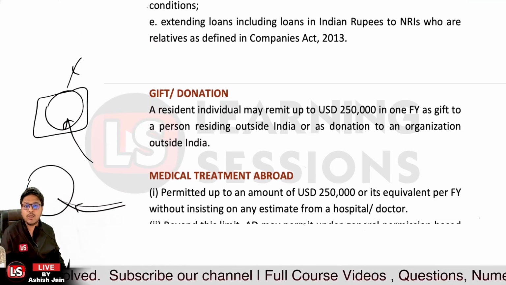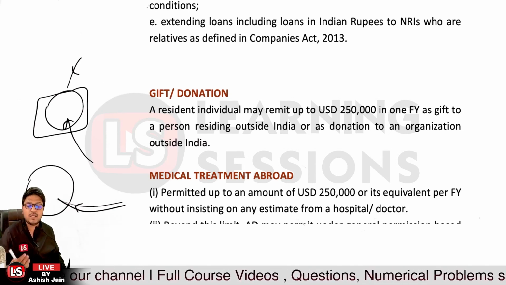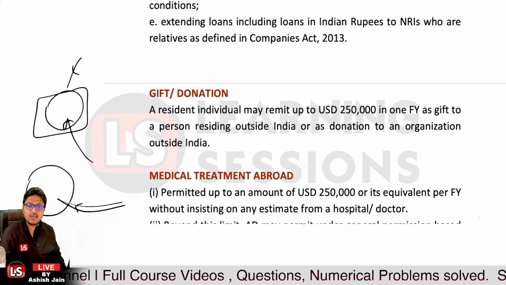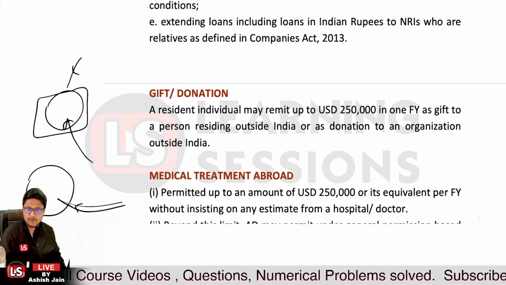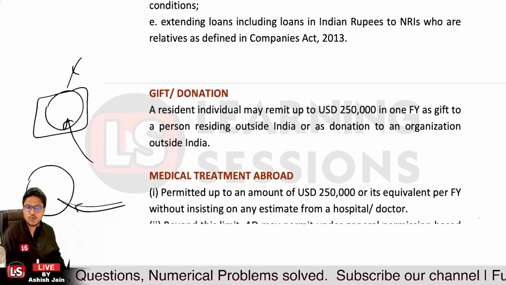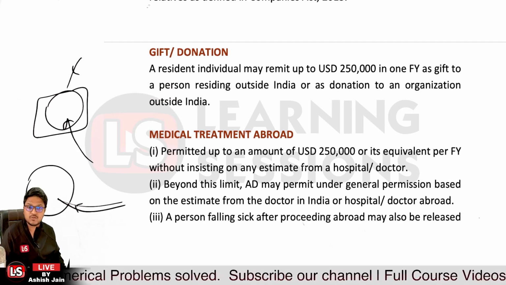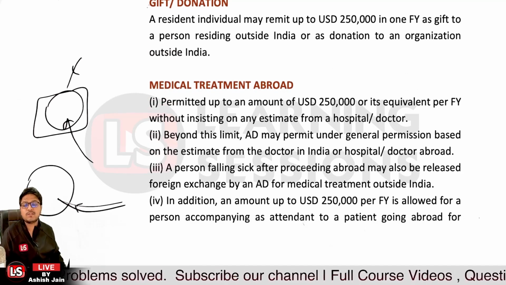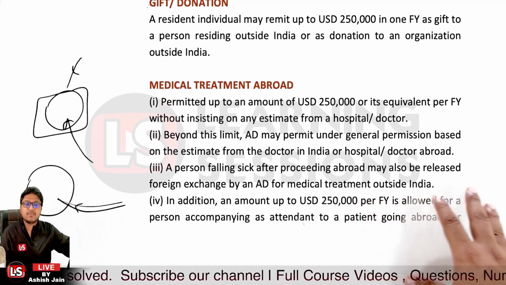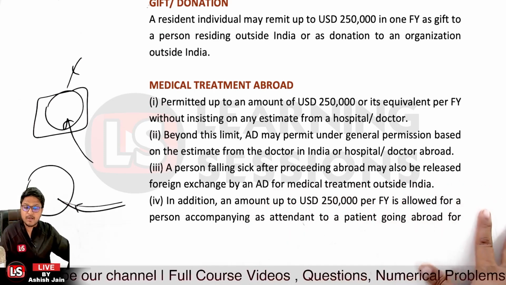And I already told you that for medical treatment purposes abroad, you can also remit money amounting to 50,000. And if further expenses are to be incurred for that purpose, if required by the concerned medical institute over there, that can also be allowed on a general permission basis. Then, a person falling sick after proceeding abroad may also remit 2,50,000 for his medical treatment outside India.